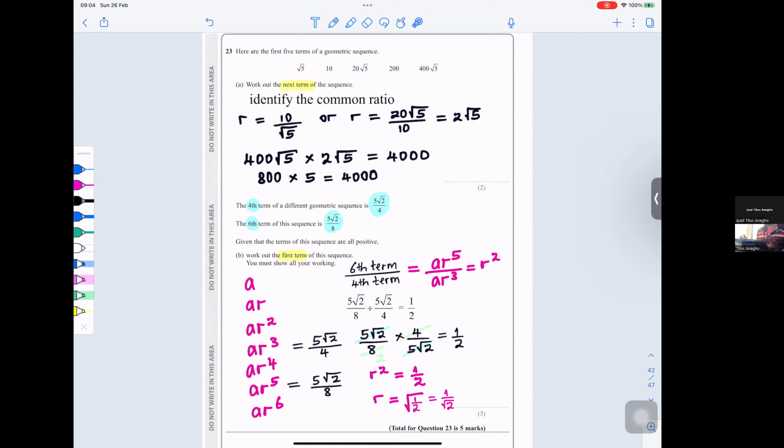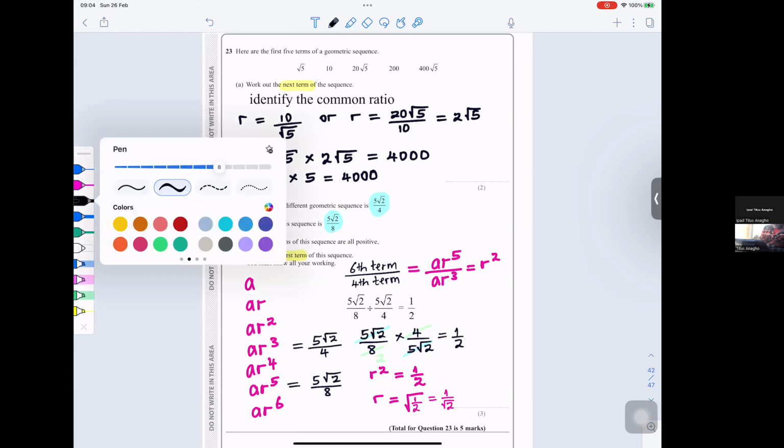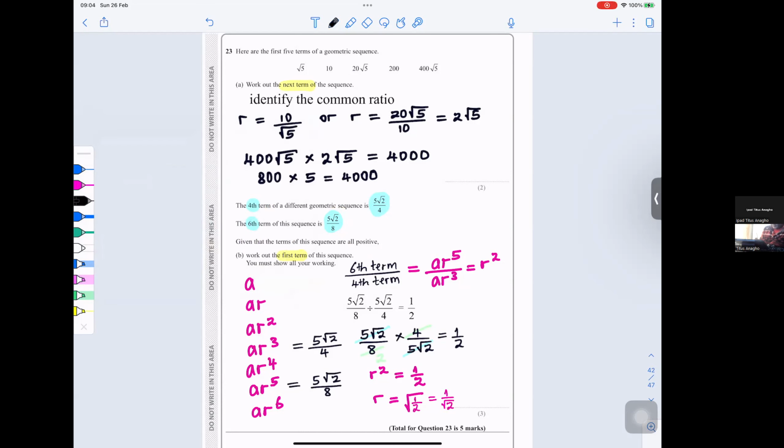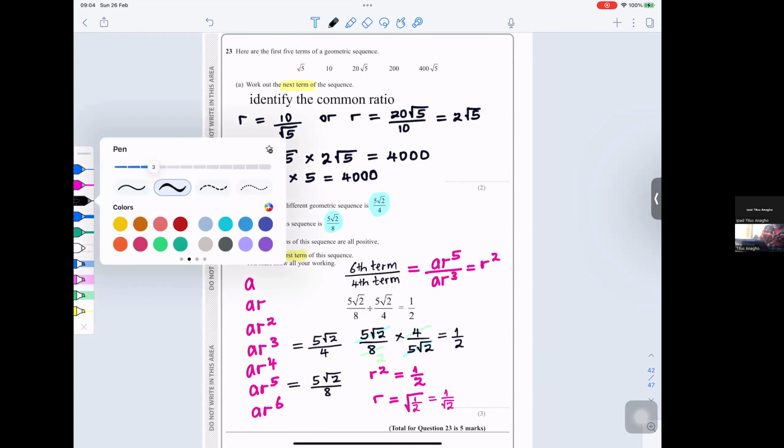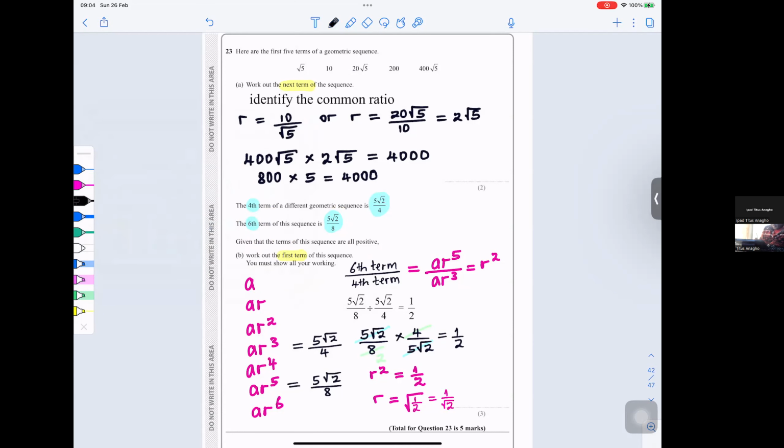So let's list the terms of a geometric sequence. The first one, we call it A. The second one, we call it AR. The third one, AR squared. The fourth one, AR cubed. The fifth one, AR to the 4. The sixth, AR to the 5. And the seventh, AR to the 6.